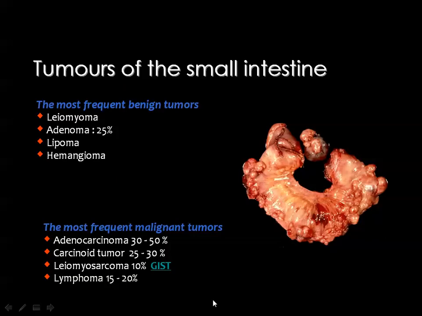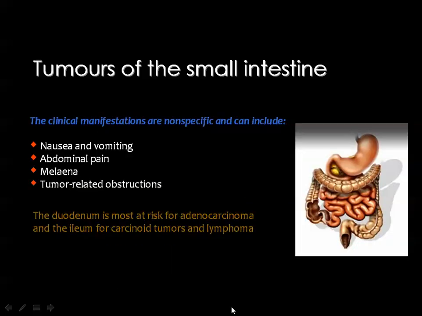What are the tumors? On the benign side, you can see leiomyoma, adenoma, lipoma, and hemangioma. On the malignant side, you can see carcinoma, the adenocarcinoma, carcinoid tumor, the leiomyosarcoma or the GIST tumor, and also lymphoma. And you remember that the duodenum is commonly affected by adenocarcinomas, while lymphoma and carcinoid tumors are usually located distally, except in cases of Crohn's disease, where carcinomas may affect the terminal ileum on top of the pre-existing Crohn's disease.